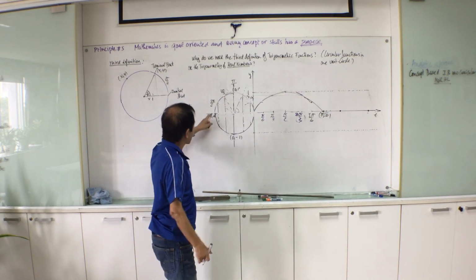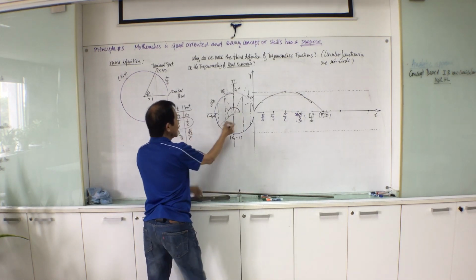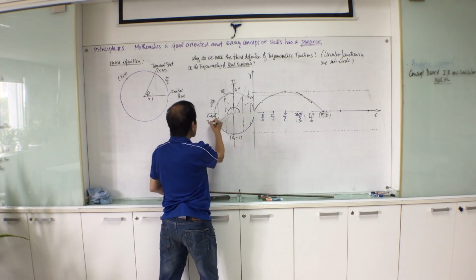Now take a look at this. When t becomes 7 pi over 6, all the way from here to here is 7 pi over 6.